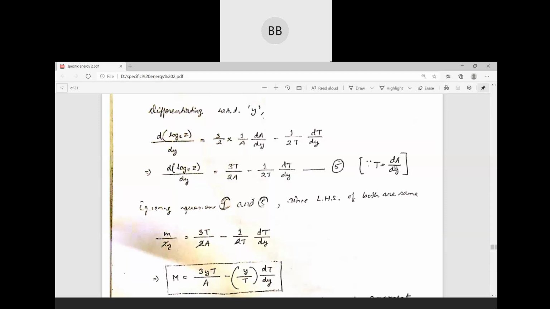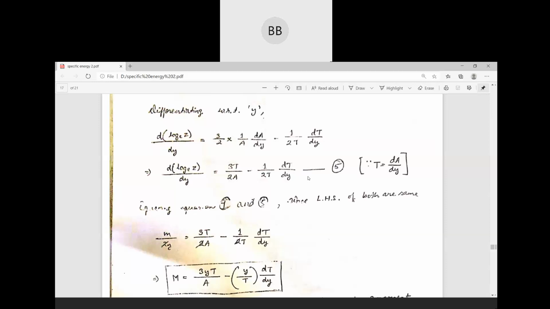Here dA by dy is equal to the top width. We have discussed this many times. So in place of dA by dy, we substitute capital T. That is why we get 3T by 2A minus 1 by 2T dT by dy. This is your equation number 5.